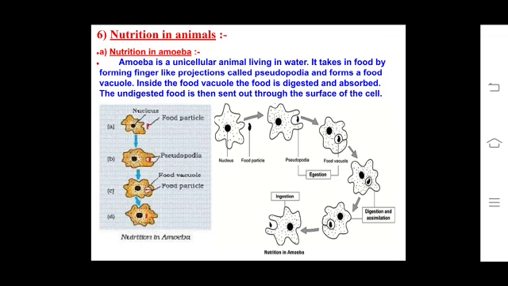Then, coming to how organisms obtain nutrition, the first thing we are going to discuss is amoeba. Amoeba is a unicellular protozoan animal living in water, aquatic. It takes food by forming finger-like projections called pseudopodia and forms a food vacuole. So you can see the picture.